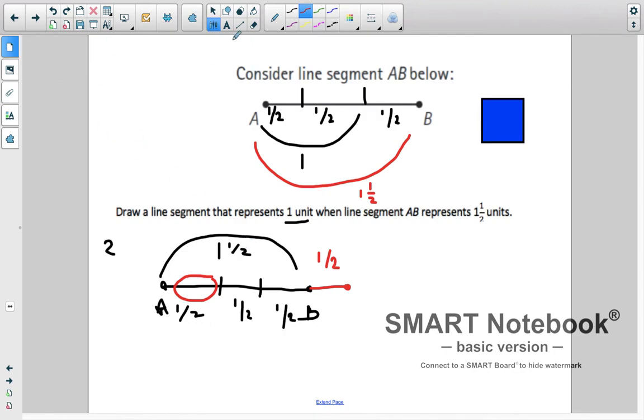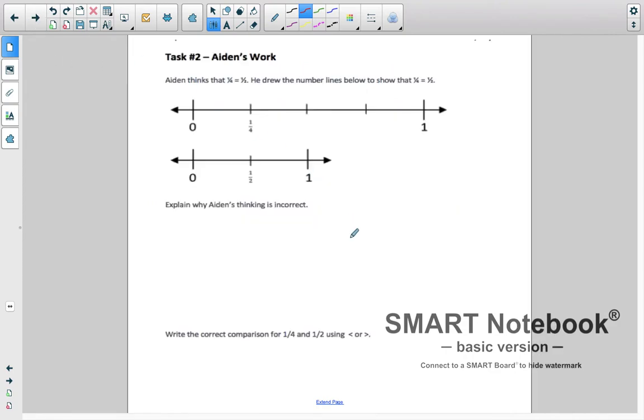All right, that one was a little bit trickier. All right, let's go into task number 2. It says Aiden's work. Aiden thinks that 1/4 equals 1/2. He drew the number lines below to show that 1/4 equals 1/2.